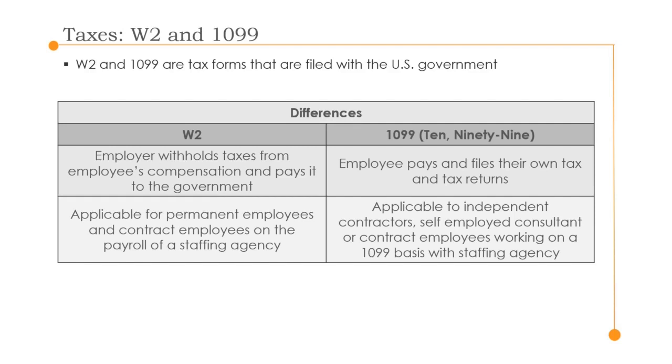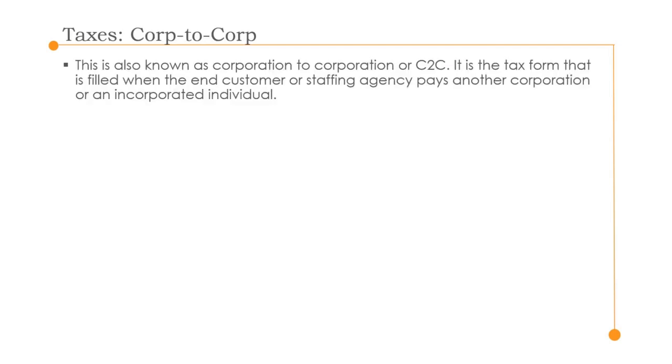W-2 is applicable for permanent employees and contract employees on the payroll of a staffing agency. 1099 is applicable for independent contractors, self-employed consultants, or contract employees working on a 1099 basis with the staffing agency. We also have corp to corp, also known as corporation to corporation, or simply C to C. It is the tax form that is filed when the end customer or staffing agency pays another corporation or an incorporated individual. Let's look at these in detail with the help of a few diagrams.